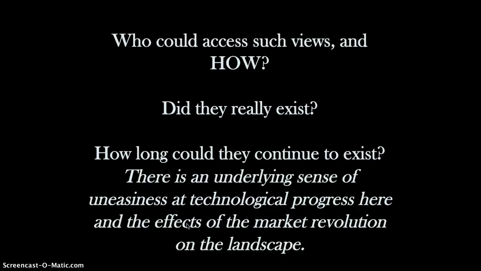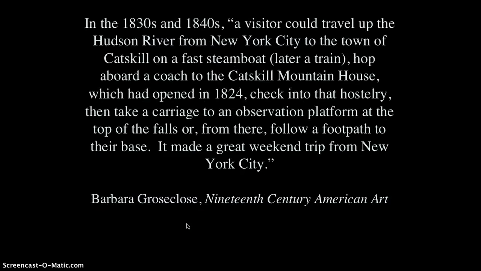And there's an underlying sense of uneasiness in these paintings at technological progress and the after effects of what some historians call the market revolution on the landscape. And so in the 1830s and 40s, any visitor could travel up and down the Hudson River from New York City to the town of Catskill on a fast steamboat, later a train, hop aboard a coach to the Catskill Mountain House, which opened in 1824, check into the hotel, take a carriage onto an observation platform at the top of the falls, or from there follow a footpath to their base.